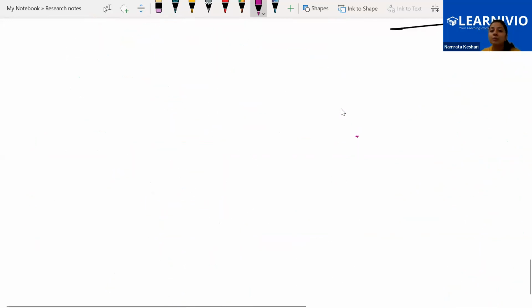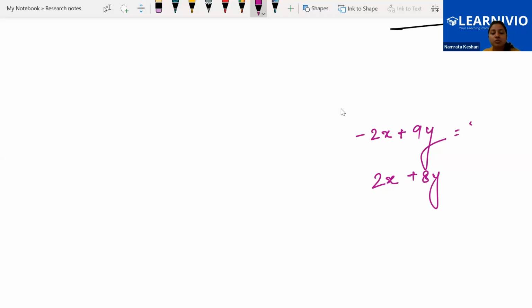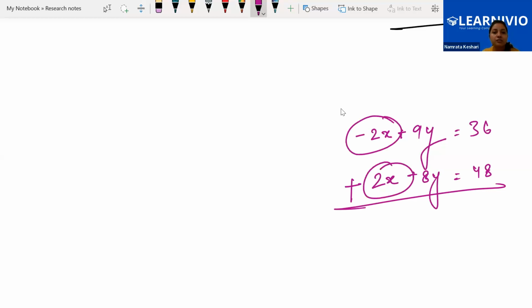Sometime we will add also when we will be having this type of equation, 2x plus 9y and 2x plus 8y, is equals to 36, is equals to 48. This time we are going to add these two equation because already one is negative, one is positive. We don't need to change the sign. When we want to change the sign, then we will subtract it. When we don't want to change the sign, then we will add it, so that there will be no variation in sign. Whatever sign is there, that is perfect. We just want to remove them. Whenever we will write minus 2x plus 2x, it will make 0.